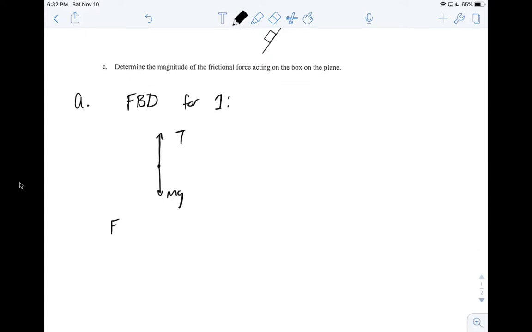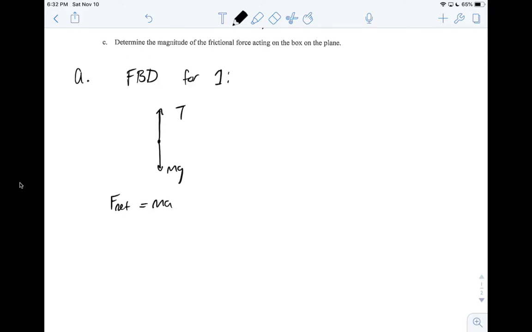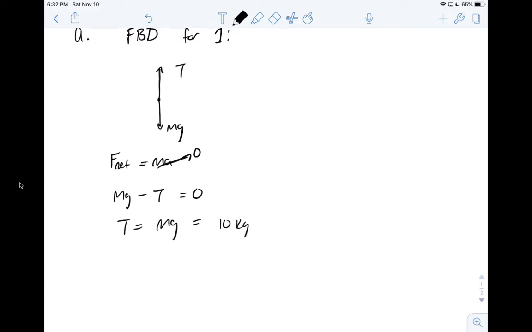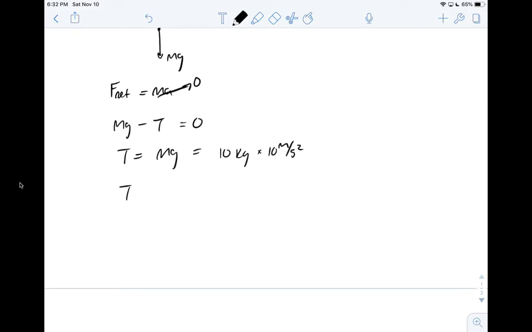And then we'll apply Newton's second law. So F net equals ma. a is 0 because they tell us they are at rest, so we have F net equals 0. F net is mg minus tension, because mg is in the positive direction and tension is in the negative direction. Solving for tension, we have T equals mg, which equals 10 kilograms times 10 meters per second squared. So tension equals 100 newtons.